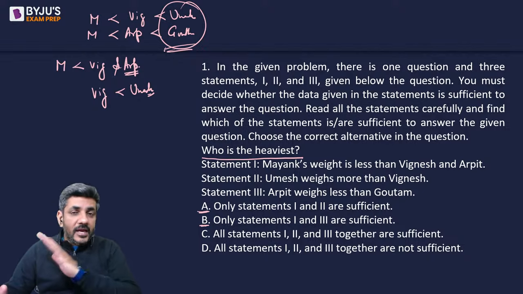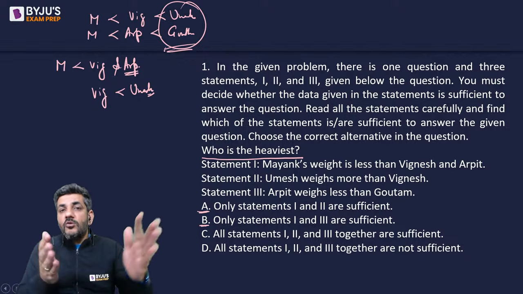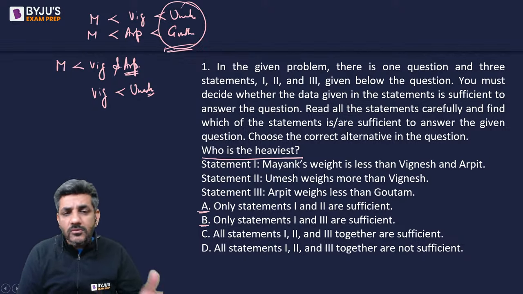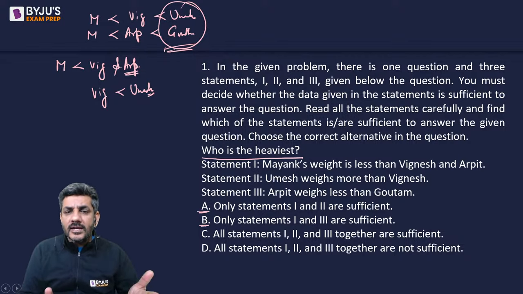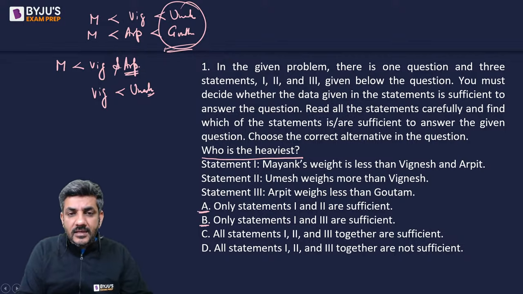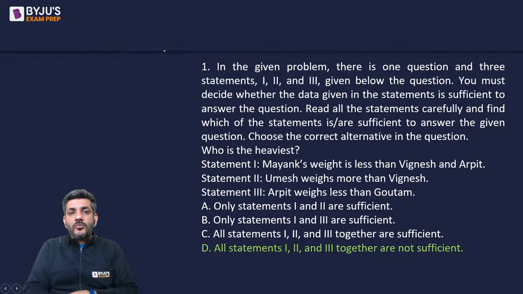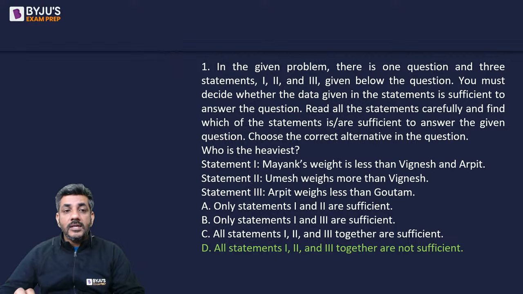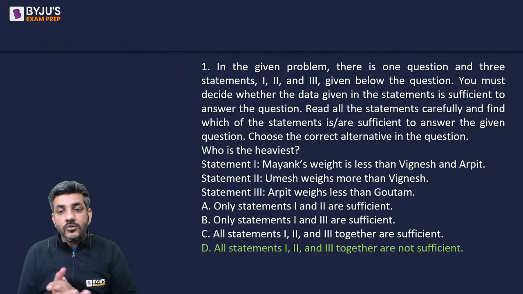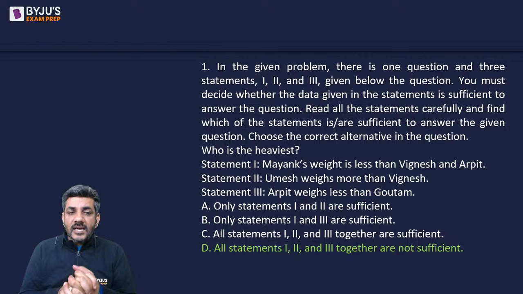So therefore, in any case, I cannot answer the question. मैं तीनों को combine करके भी answer नहीं दे पा रहा हूँ. So of course, the question does not arise of giving by 1 and 2 or 1 and 3 क्योंकि तीनों मिलके भी आंसर नहीं दे पा रहे हैं. So therefore the answer for this question is option D, that all statements 1, 2 and 3 are not sufficient to answer this question. That is the answer for question number 1.